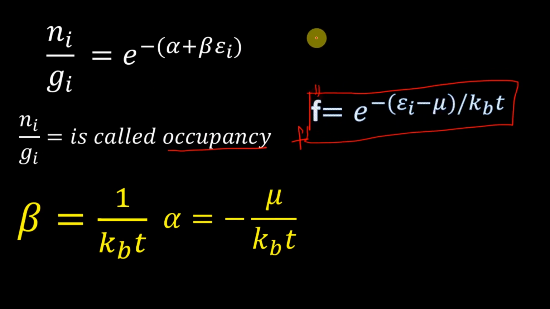This thing in here F is ni upon gi. So you can keep it in this form also. So this was the derivation of the Maxwell-Boltzmann distribution law.